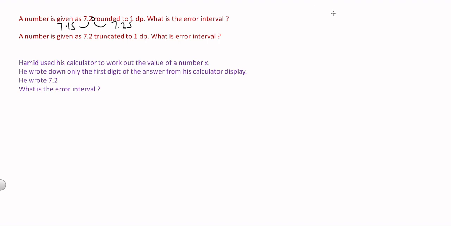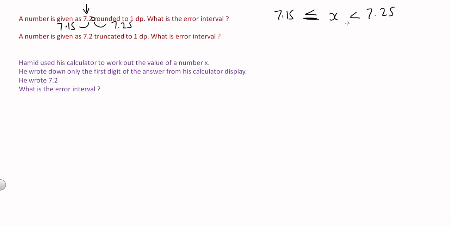So the error interval is written like this: x has to be less than 7.25 but bigger than or equal to 7.15. If you were to pick any number that's less than 7.25 but bigger than or equal to 7.15, when rounded to 1 decimal place, you will get this 7.2. You can just try it.